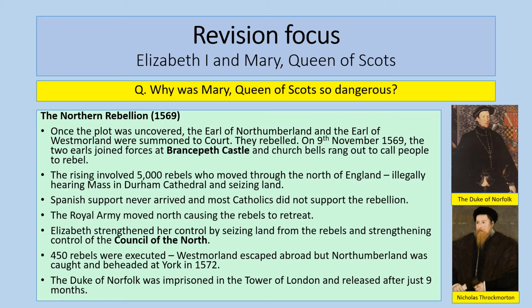The Royal Army is easily able to move north, crush the rebellion, and 450 rebels are executed. Now, Westmoreland escapes, but Northumberland is caught and beheaded at York in 1572. The Duke of Norfolk gets off pretty lightly, imprisoned but released after just 9 months, showing that Elizabeth tended to be quite lenient in her approach towards her family members.